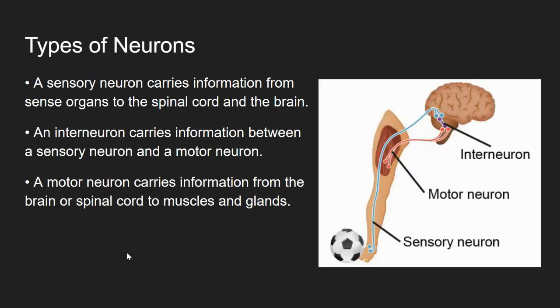A sensory neuron carries information from these sense organs to the spinal cord and the brain. An interneuron carries information between a sensory neuron and a motor neuron. And a motor neuron carries information from the brain or spinal cord to muscles and glands.